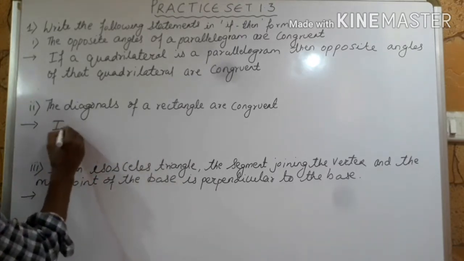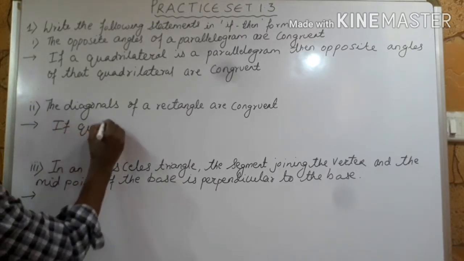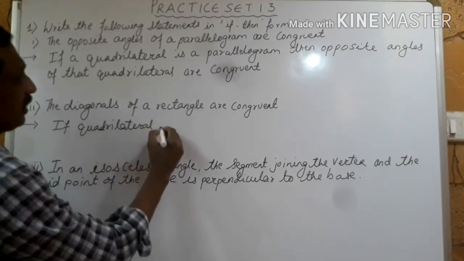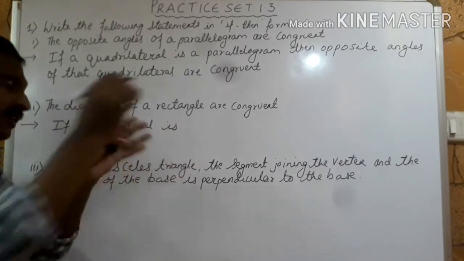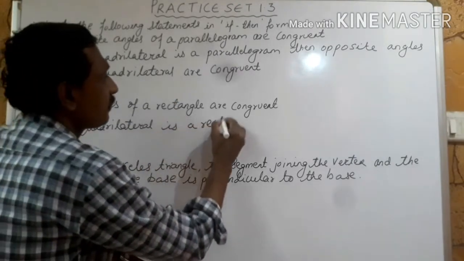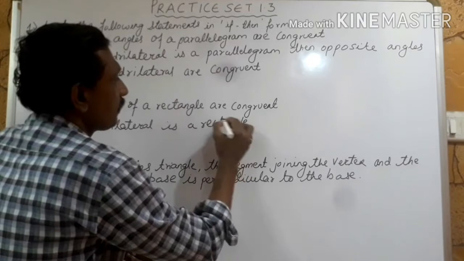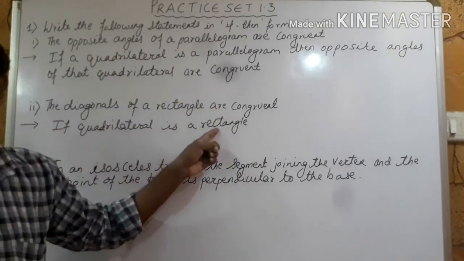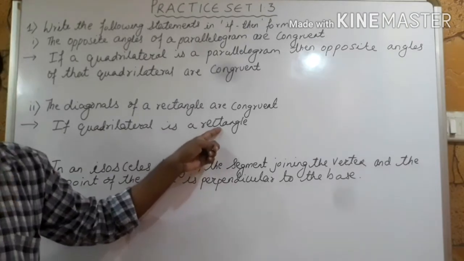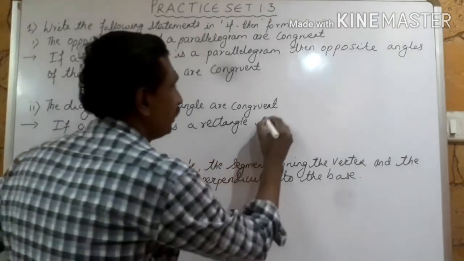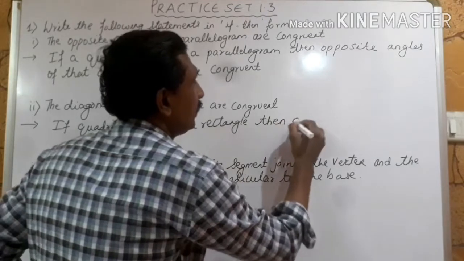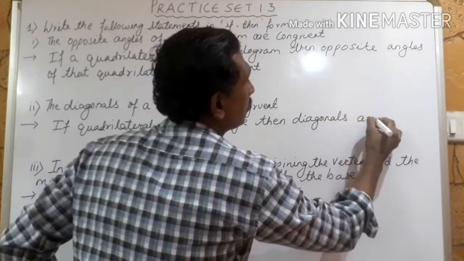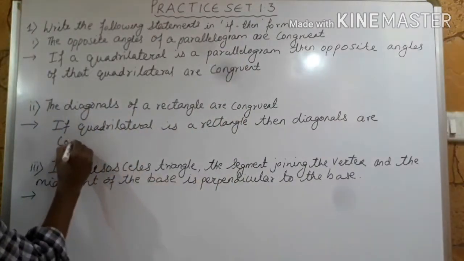If quadrilateral is, what is the quadrilateral? It is a rectangle. If the diagonals of a rectangle are congruent, if quadrilateral is a rectangle, then diagonals are congruent.